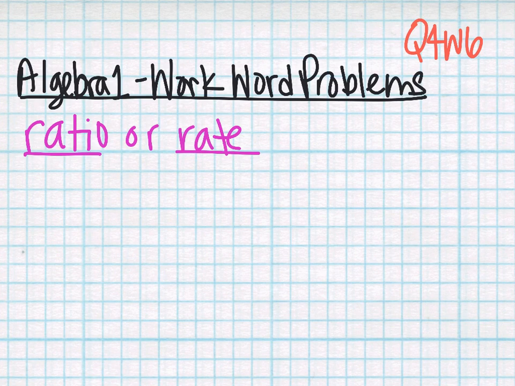If you see the word ratio or rate, you want to think fractions. If you can turn things into a fraction and then have a proportion word problem, everything's going to be so much easier. So work word problems are going to involve situations kind of like, there's one person who can paint a whole house in 6 hours. This other person can paint a whole house in 5 hours. How long would it take them to paint the house together?